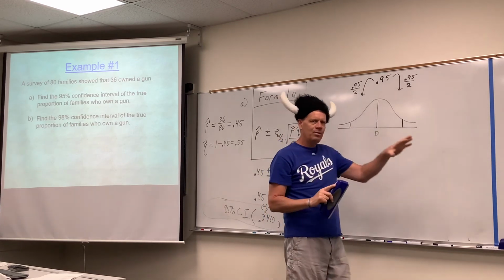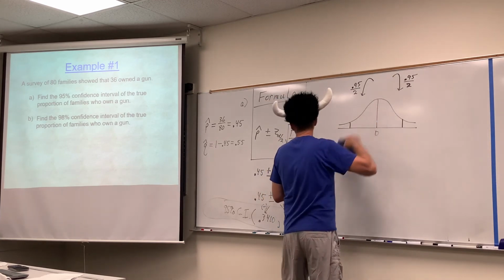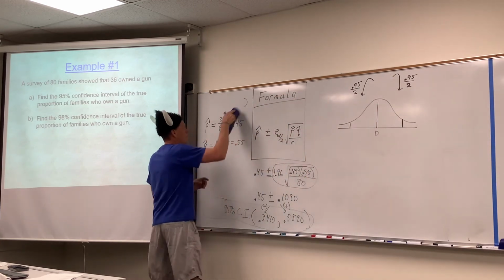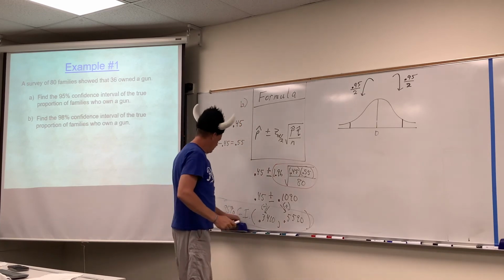Again, hit pause in between each time if you need to. I should have warned you of that. But if we want to find a 98% confidence interval, it's really just going to change one number in the calculation, the z-score.